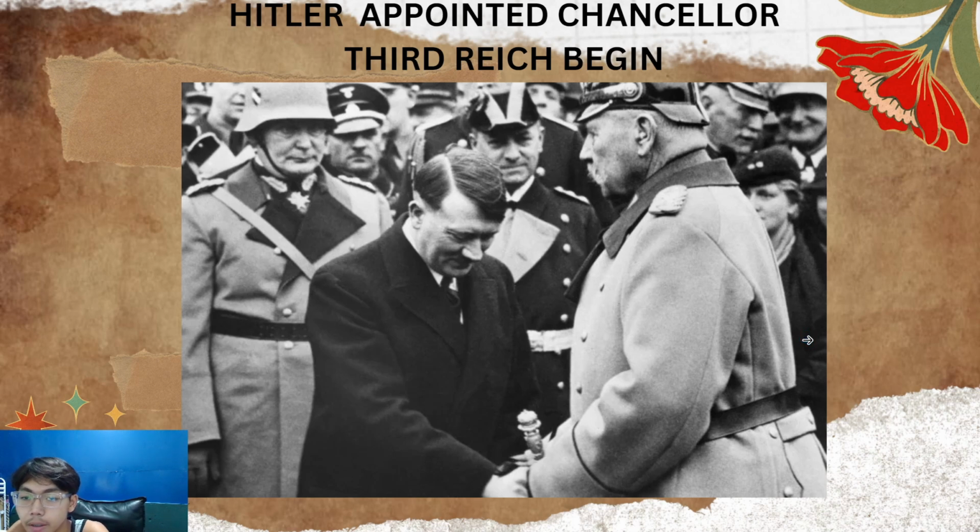Despite his Nazi Party not having an outright majority, it was one of the largest parties in the Reichstag, the German parliament. Following several elections, economic turmoil, political instability, and fears of communism led key political figures, including President Paul von Hindenburg and conservative politicians, to believe they could control Hitler and use his popularity to stabilize the government. However, once in power, Hitler quickly consolidated control, ultimately leading to the establishment of a totalitarian regime.